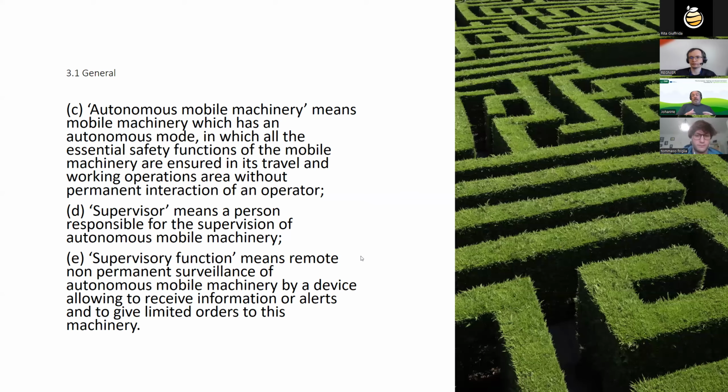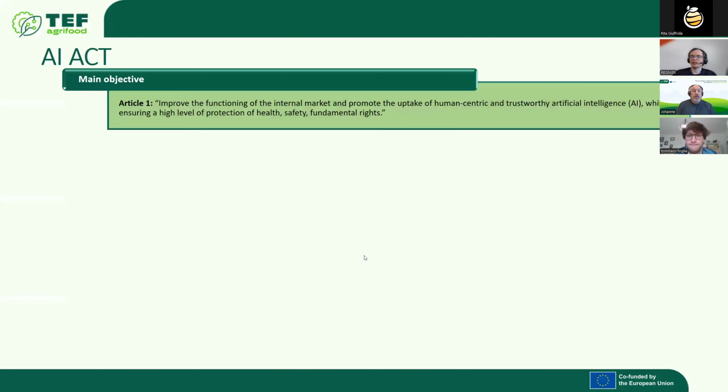But if something dangerous is happening with the autonomous machinery and it goes into a safe state, it's important that this information is given to the supervisor. And also related to this, they talk about something called a supervisory function, and that is the function that has the possibility to interact between the autonomous mobile machinery and the user, the supervisor. So I think that was all for me, Regnier.